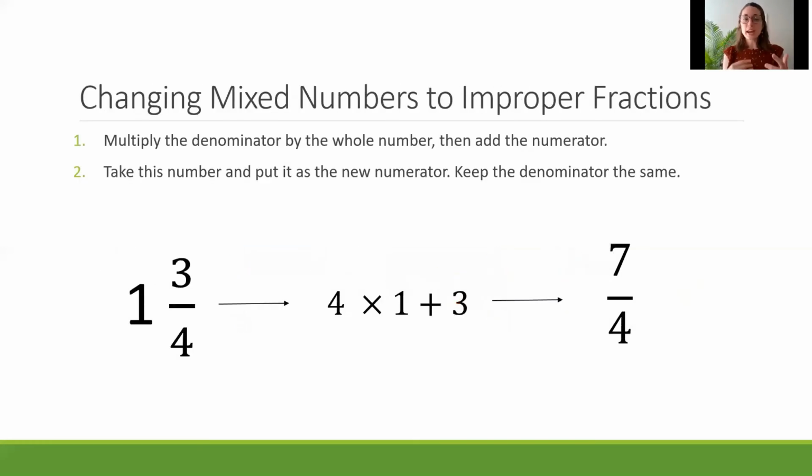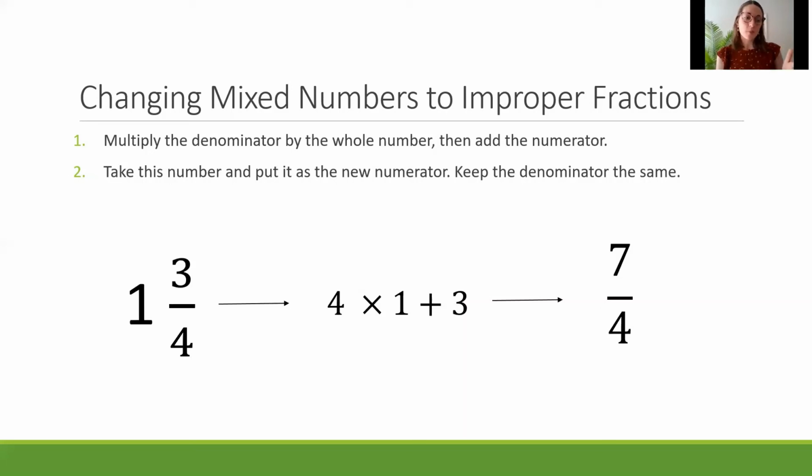Okay, so when we change mixed numbers into improper fractions, we follow a different set of steps. So the first thing we're going to do is multiply the denominator of the fraction by the whole number and then add the numerator. Then we take this number that we get out of that equation, and then we put it on the top of our fraction and keep the same old denominator.